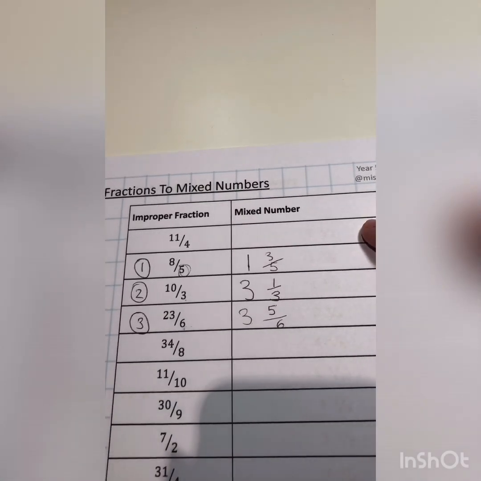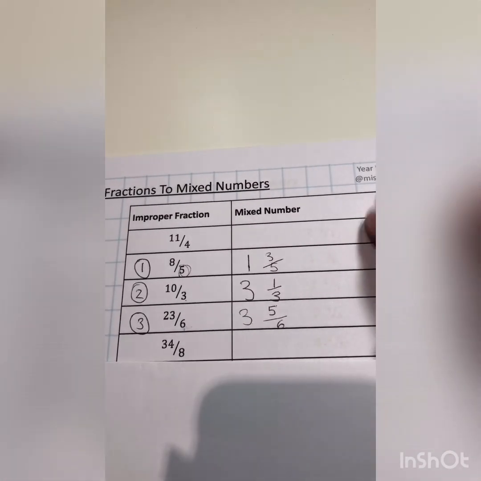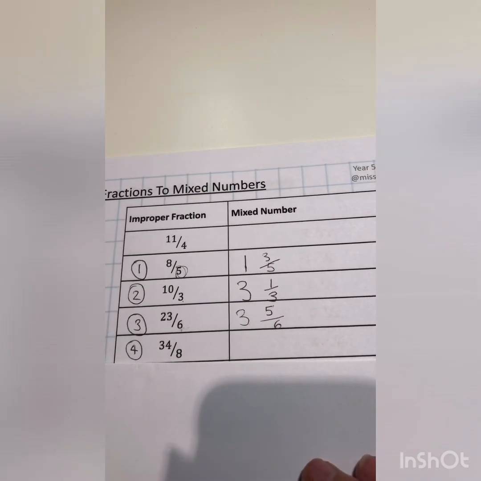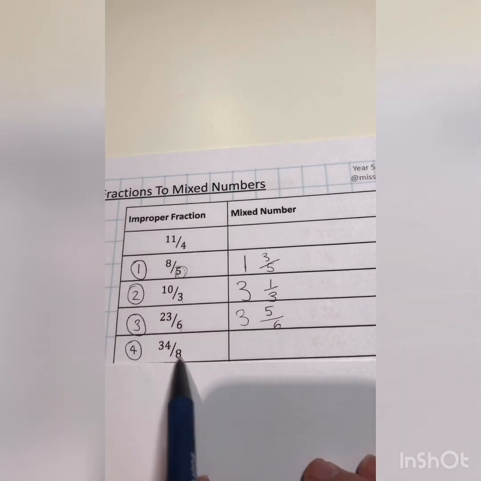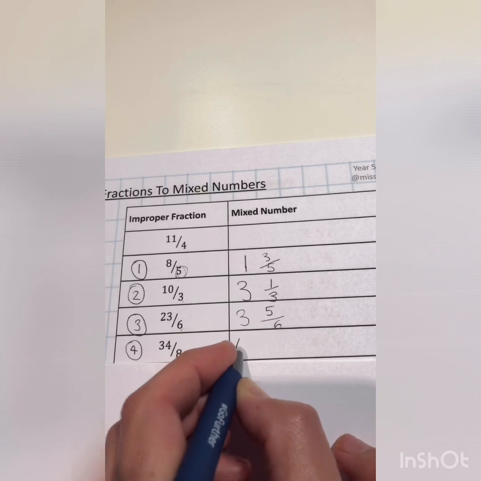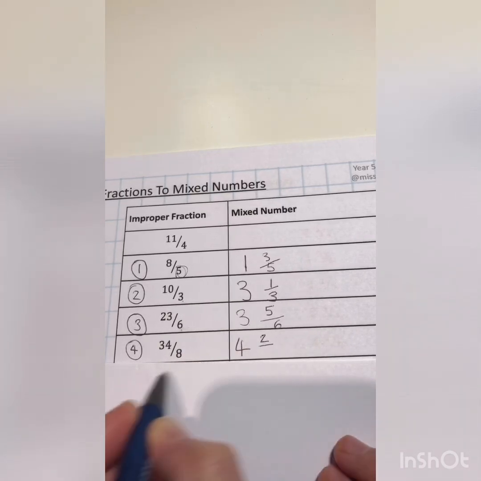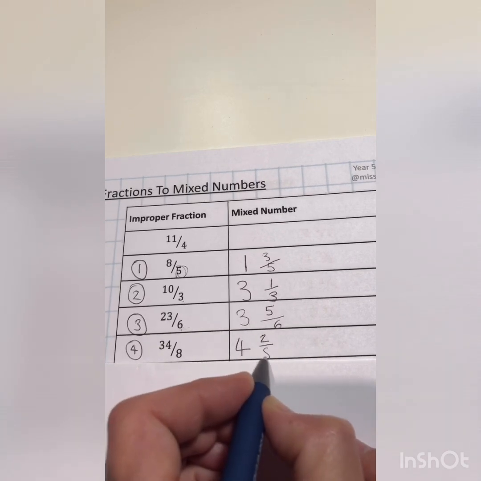Okay, this is our last one to try. Have a go at that one. Press pause. Okay, how did you get on with that one? How many 8s fit into 34? Not exactly, but 4 lots of 8 is 32. So that's 2 pieces remaining, and we always stick with the same denominator.